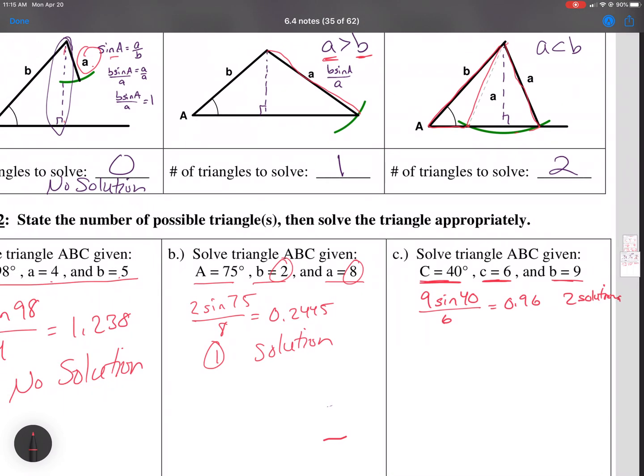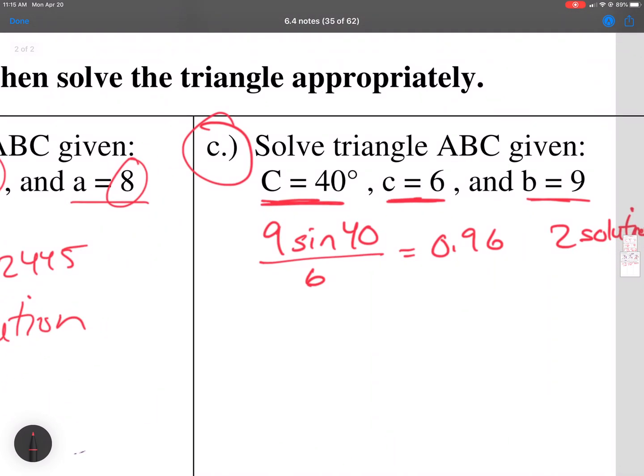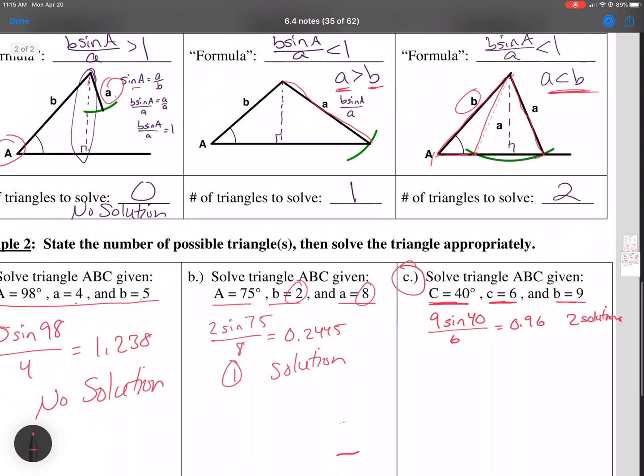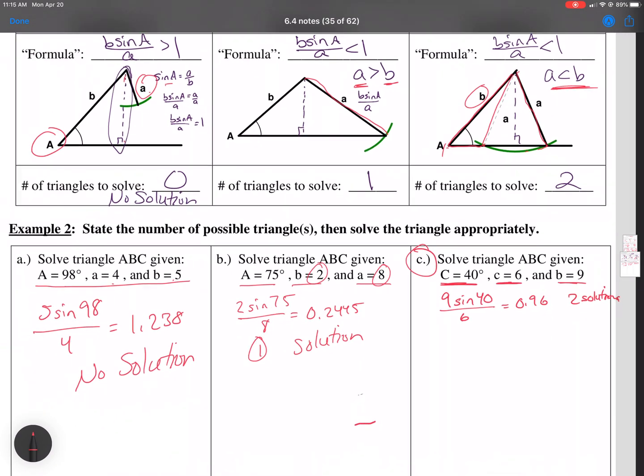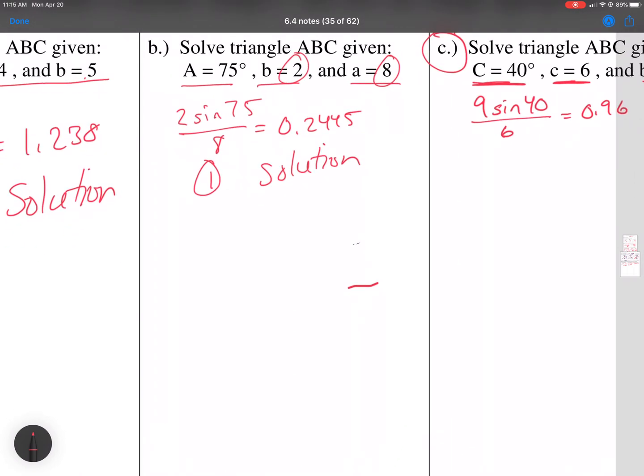And notice that the side B, according to our formula, is always the adjacent side to angle A, or whatever angle you're looking at. And A is the opposite side of the angle. So in this particular problem, C represents A in our formula, and B represents B in our formula. So now that we know how many solutions to look for, we can actually solve these triangles.